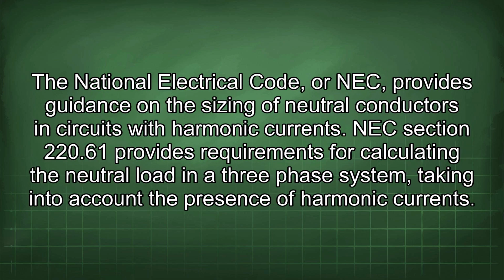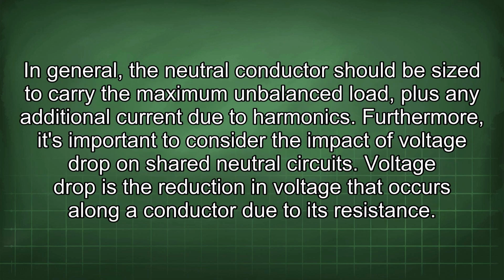The National Electrical Code, or NEC, provides guidance on the sizing of neutral conductors in circuits with harmonic currents. NEC Section 220.61 provides requirements for calculating the neutral load in a three-phase system, taking into account the presence of harmonic currents. In general, the neutral conductor should be sized to carry the maximum unbalanced load, plus any additional current due to harmonics. Furthermore, it's important to consider the impact of voltage drop on shared neutral circuits.